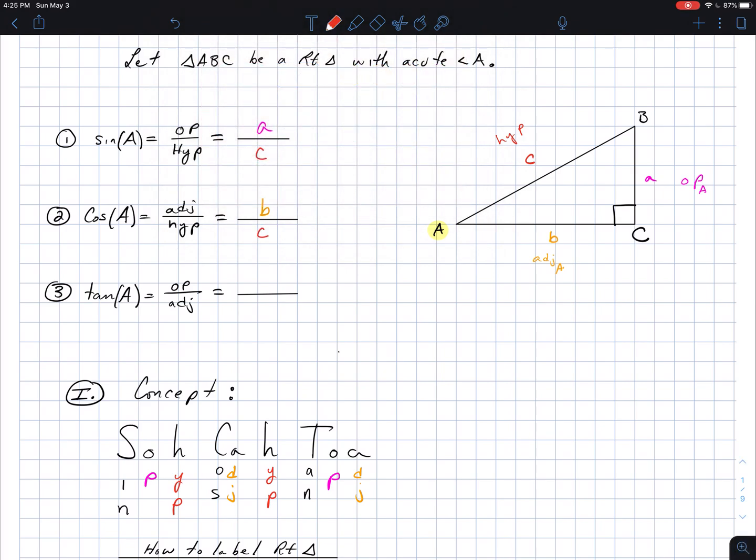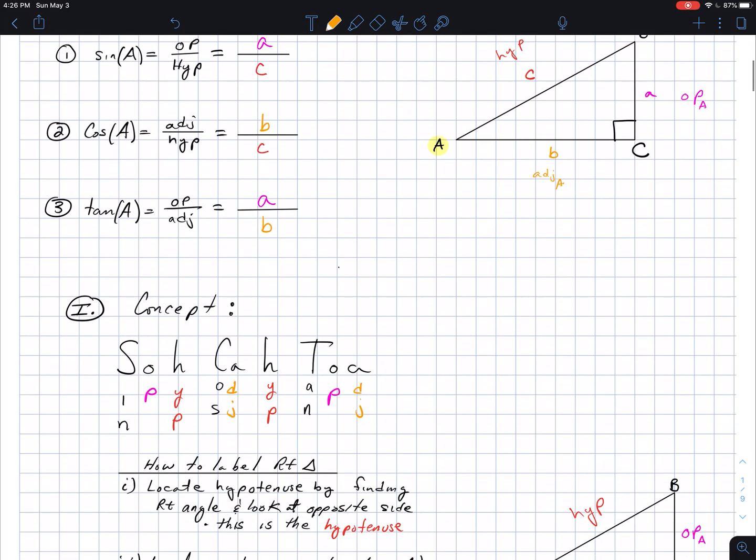Now the tangent, from SOHCAHTOA, says that we have the opposite over the adjacent. So let's locate the opposite side. The opposite side is A, and the adjacent side is B. See, we're just substituting the values or variables or even angles in the triangle, and we're going to use these relationships to find lengths and angles within the right triangle.